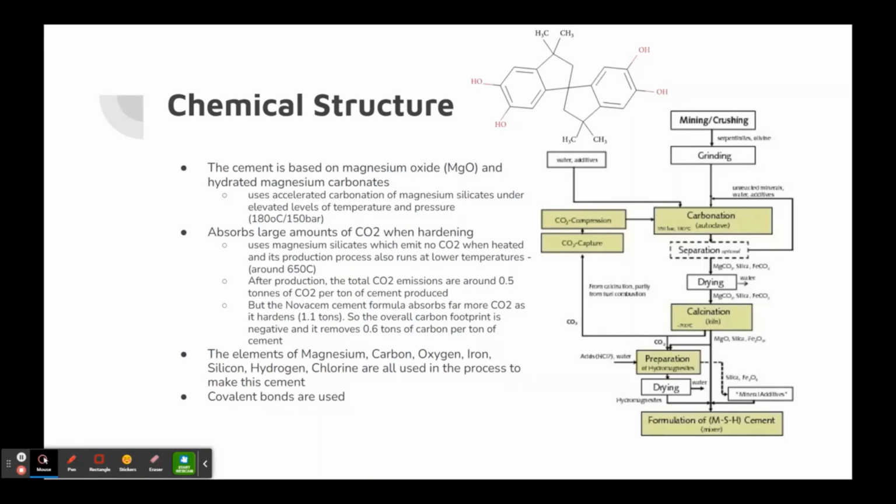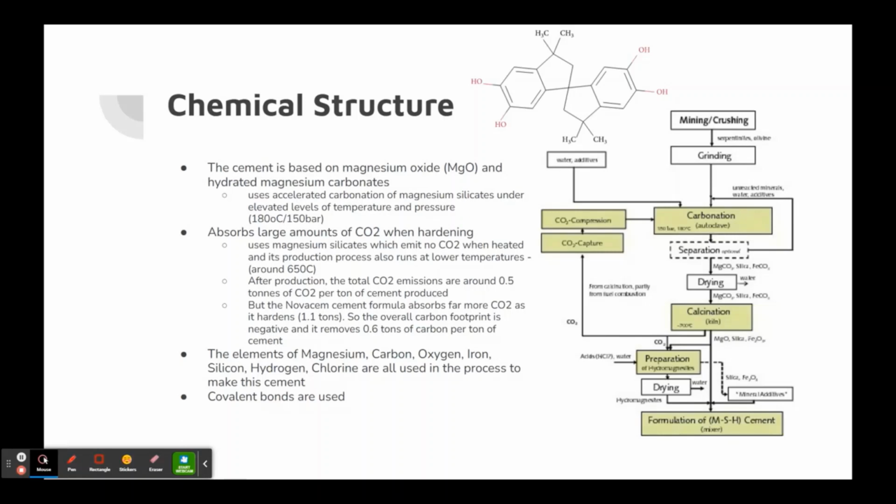It uses magnesium silicates, which emit no CO2 when heated, and its production process also runs at lower temperatures, around 650 Celsius, and after production, the total CO2 emissions are around 0.5 tons of CO2 per ton of cement produced. However, the Novacem cement formula absorbs far more CO2 as it hardens, 1.1 tons. So the overall carbon footprint is negative and removes 0.6 tons of carbon per ton of cement.